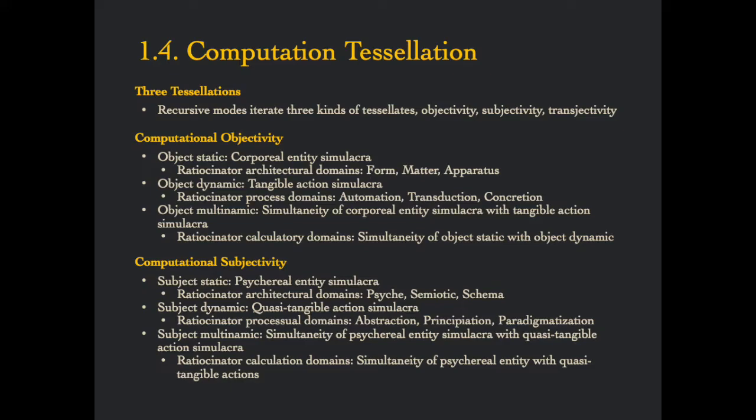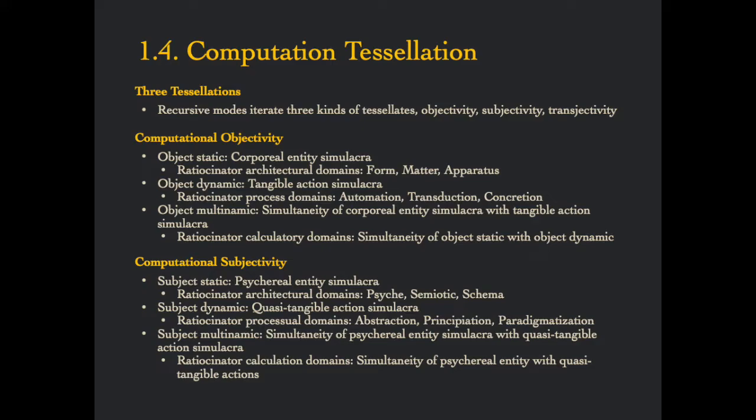And object multidynamic is the simultaneity of corporeal entity simulacra with tangible action simulacra, and they divide into ratiocinator calculatory domains, which are the simultaneity of object static with object dynamic, and they can be any of the ratiocinator architectural domains with the ratiocinator process domains. Computational subjectivity. Computational subjectivity also has static, dynamic, and multidynamic modes.